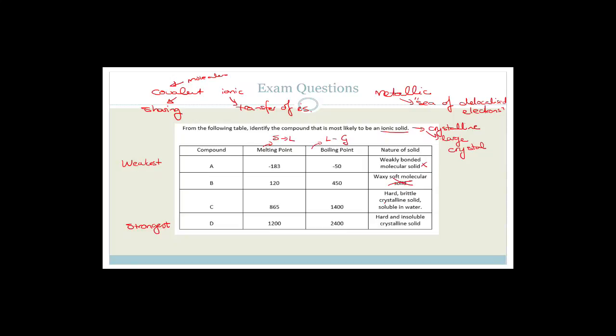We've got a hard, brittle crystalline solid soluble in water, and a hard crystalline solid that is insoluble. Maybe. But now let's have a look at this. Both of these are hard and crystalline. The thing that makes me choose C is the fact that it's soluble in water. Remember, what they love asking in exams is a substance that does not conduct electricity as a solid, but does conduct electricity as a liquid, as in when it is dissolved in water. The correct answer for that would have been an ionic solution.